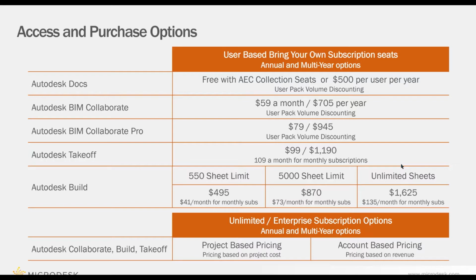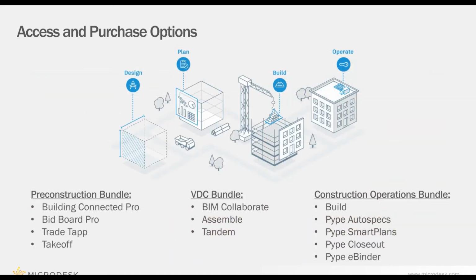Now, in terms of purchasing this, there are also a couple of other options. So we're looking at this, and I mentioned we have project-based and account-based pricing, and that would be for Collaborate, Build, or Takeoff. If you are looking at something else, these are relatively new, so I just want to make sure people are aware of it. There are new bundles that are coming out, and these are all based on an unlimited model. So whether you're looking at pre-construction, so you get things like Takeoff and Bidboard Pro, the VDC bundle for Assemble and Tandem, and the Construction Operations bundle, which would be Build and Pipe.